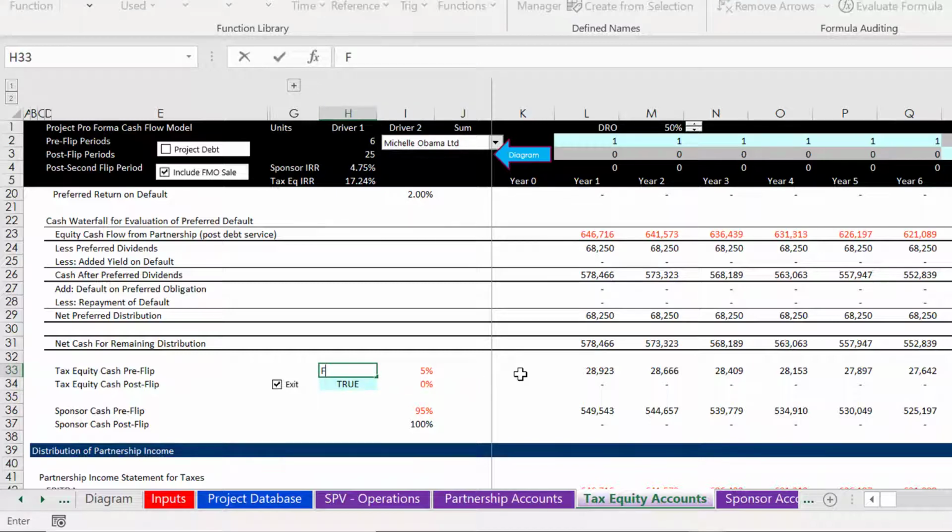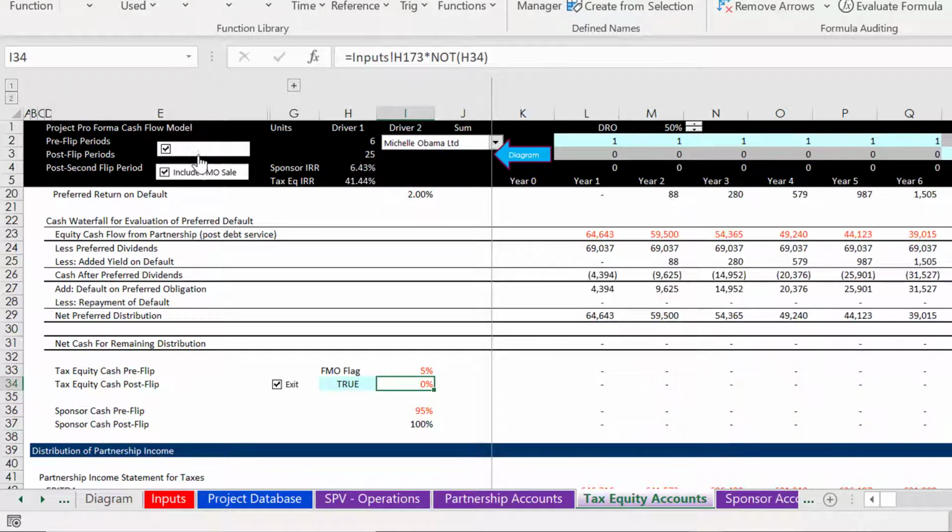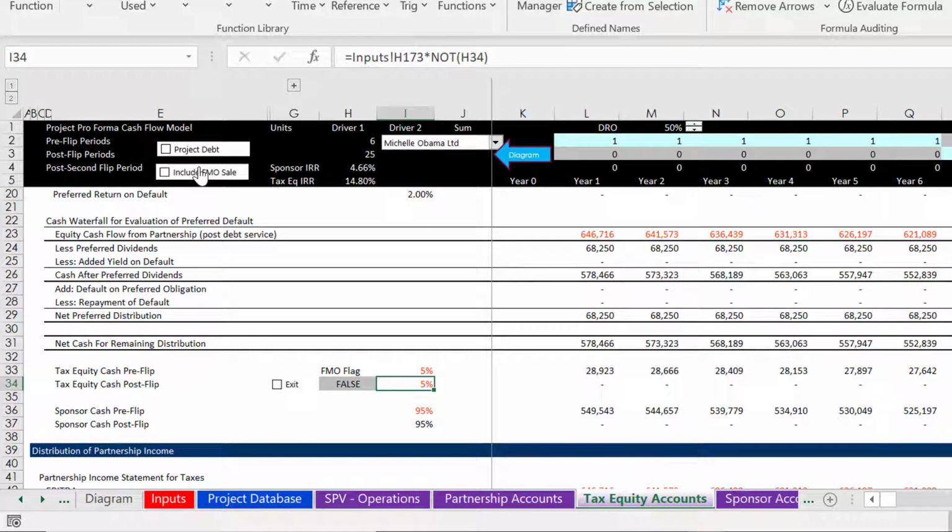This thing here is the FMO flag, the fair market option flag. I think that's okay. So this 0%, if we have the FMO sale, you'll get the cash flow. If you don't, you won't. And this is as transparent as I could make it. This formula says take it directly from the inputs and multiply it by that true and false. It's the total cash flow remaining for distribution.